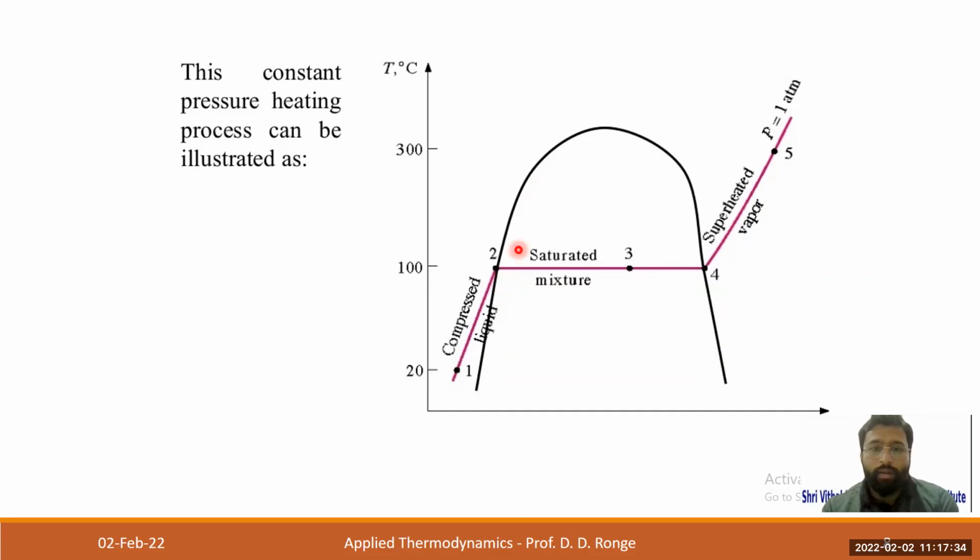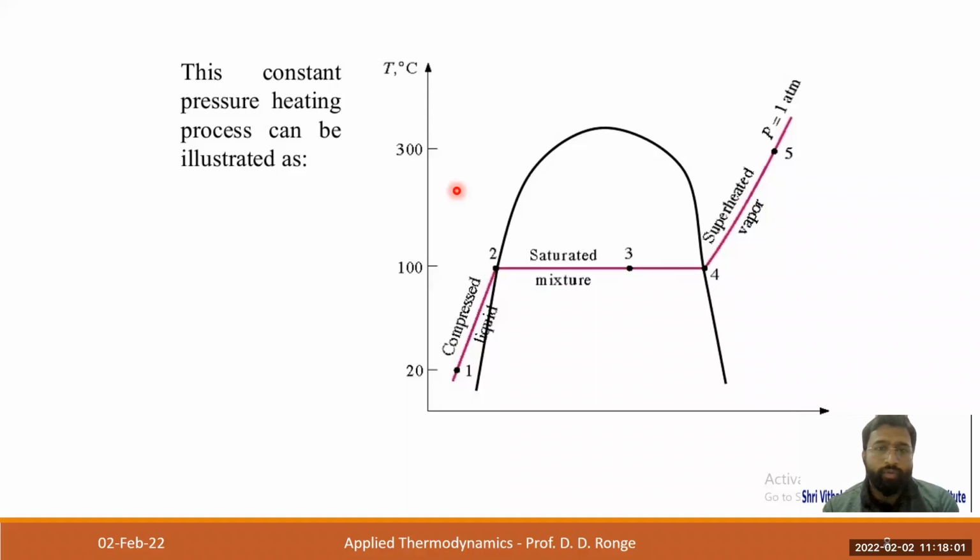The left part here is the liquid saturation curve, and the right part is the vapor saturation curve. What you see at the top, the maxima here, is called the critical point. At the critical point no latent heat is required. Directly at that pressure, liquid is converted into vapor. No latent heat is required.